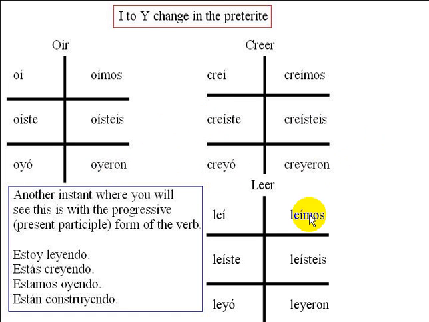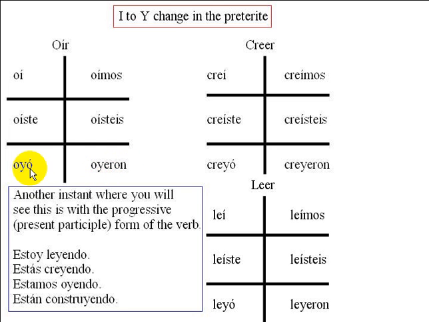What I want to point out to you, you've probably already noticed it, are these Y's right here. When you have in Spanish these three vowels together with an I in the middle, you're going to change it to a Y. Typically, oír, which is an IR verb, the preterite ending for an IR verb in the he, she form is IÓ, accent mark over the O, and the they form is IERON.